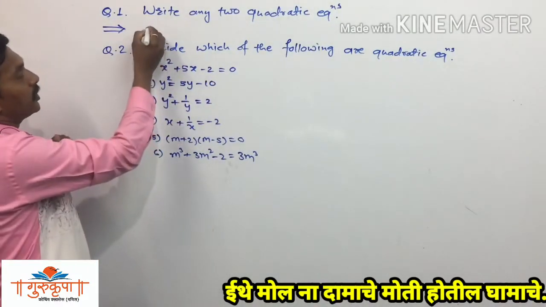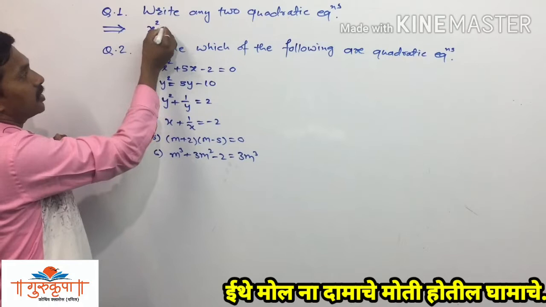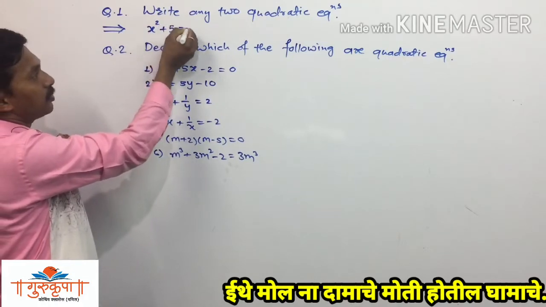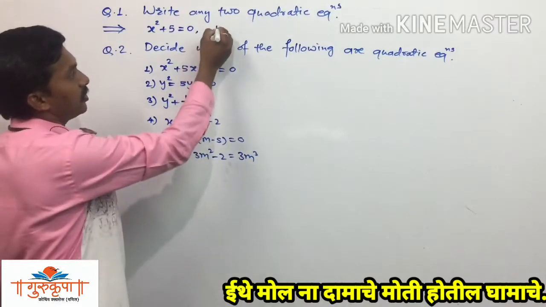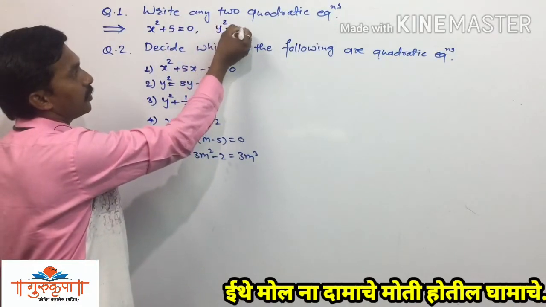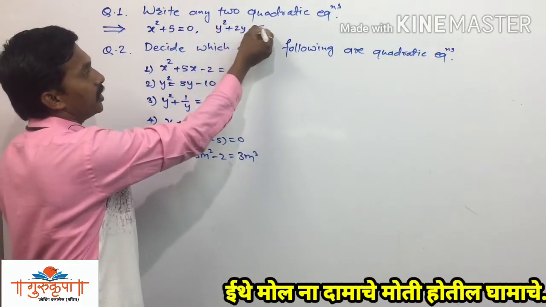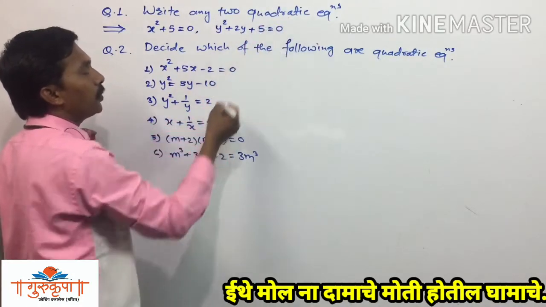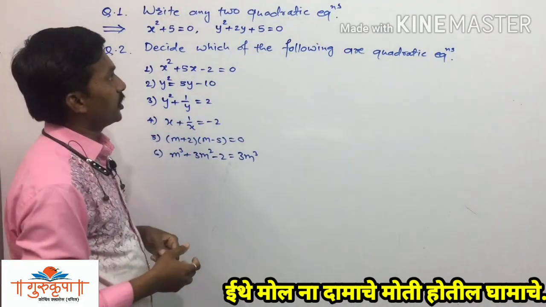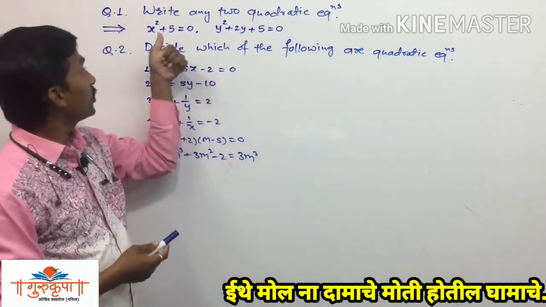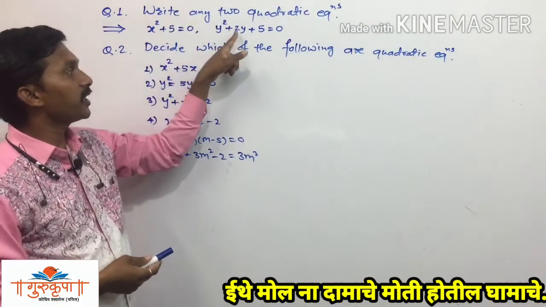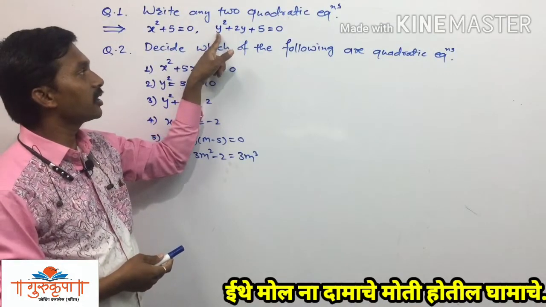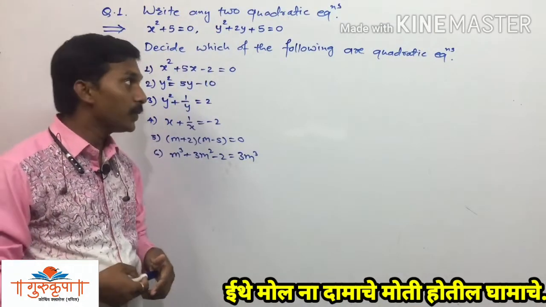We will write the first equation, that is x square plus 5 equal to 0, and the second equation, that is y square plus 2y plus 5 is equal to 0. Here we have two quadratic equations. See, in the first equation only one variable is there, that is x, and the degree is 2. In the second equation only one variable is there, that is y, and the degree is 2.